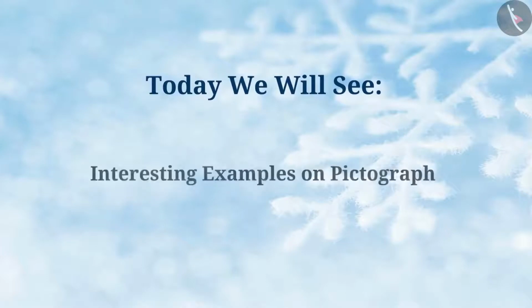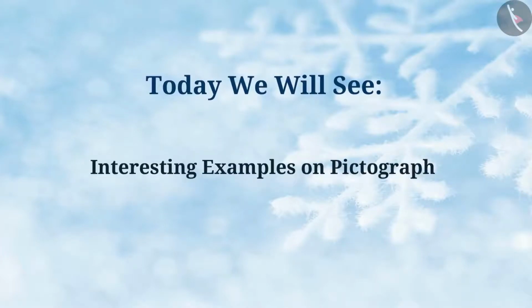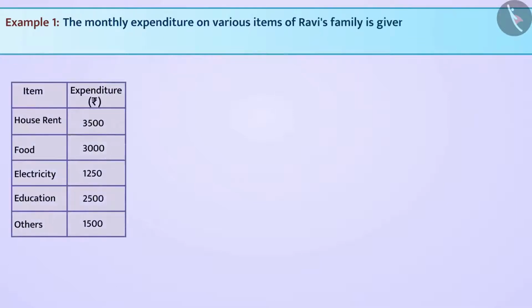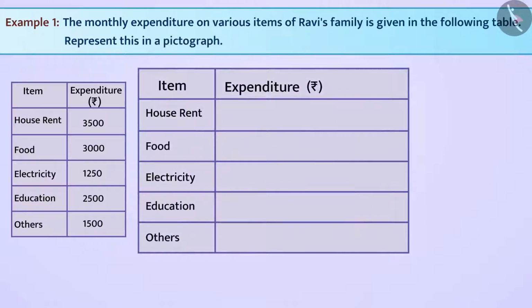Today we will see some interesting examples on pictograph. The monthly expenditure on various items of Ravi's family is given in the following table. Represent this in a pictograph. Let us draw the pictograph from the given information. Here we have to take appropriate value of symbol so that we can represent all numbers correctly. If we take the value of the symbol as 500, it will make it easier for us to represent all the numbers.